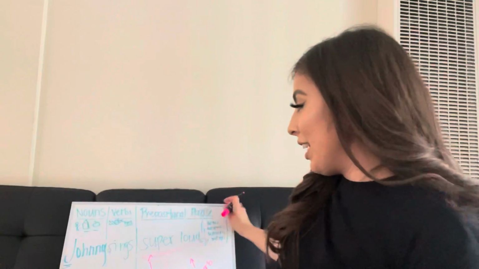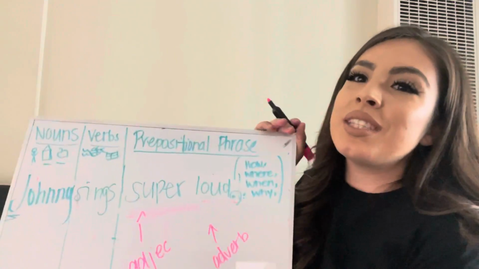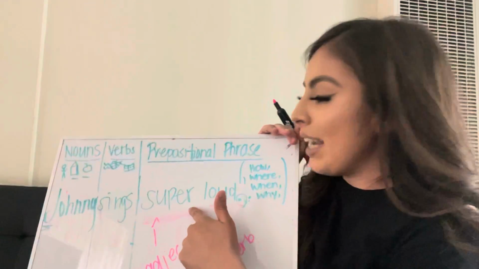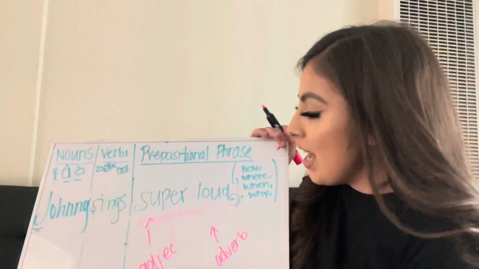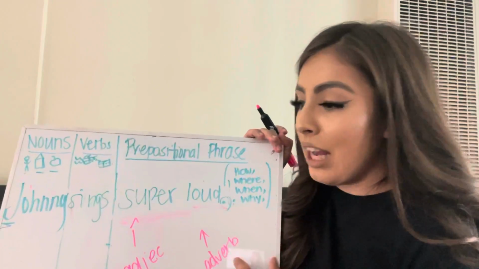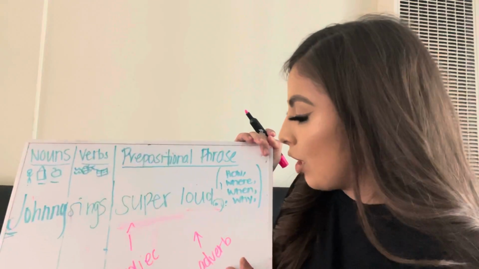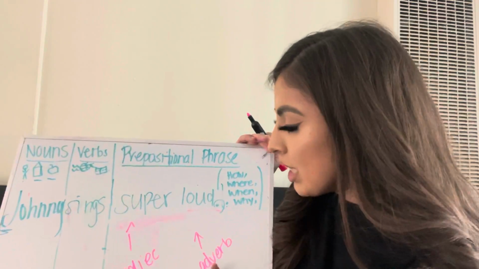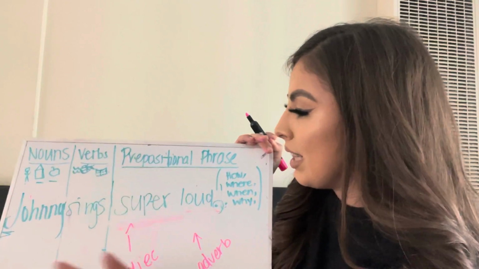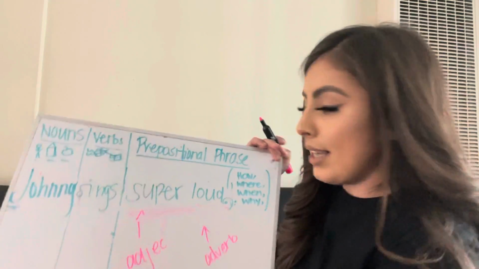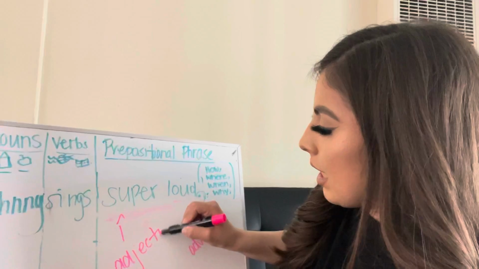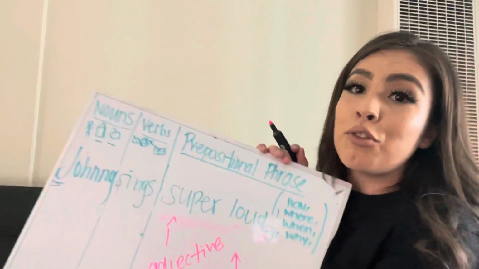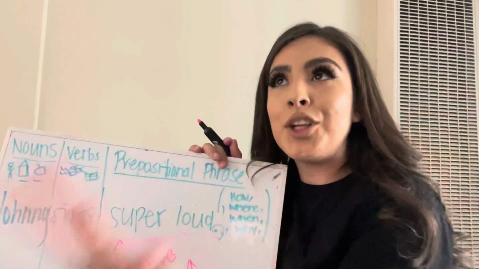All right, so real quick, before I forget to explain the most important thing here, the prepositional phrase that we used. Super in this case would be used as an adjective, and loud would be used as an adverb, because an adverb here is transforming the word sings. An adjective is transforming the noun, which is Johnny in this case. Okay, so I forgot to add adjective here, and I'm going to leave this example for all of you to see.